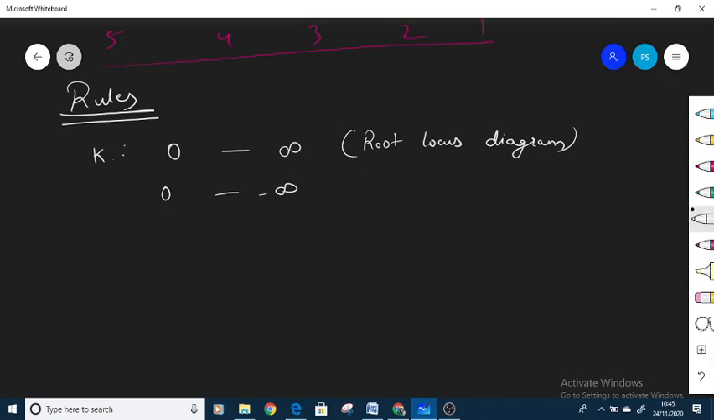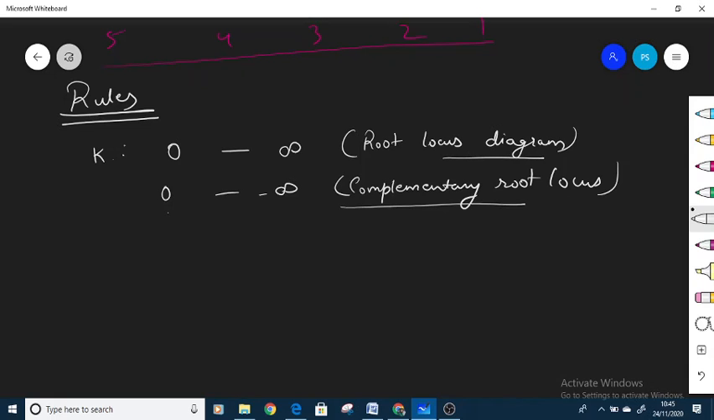But when you vary the value of k from 0 to minus infinite, the rules will actually be modified to make the root locus. In that case, this is known as complementary root locus. Okay, and thus you can vary k from 0 to infinite, that will be root locus. 0 to minus infinite, it will be complementary locus. And if you vary the value of k from minus infinite to plus infinite, then this is known as complete root locus. This will be known as complete root locus diagram for any system.